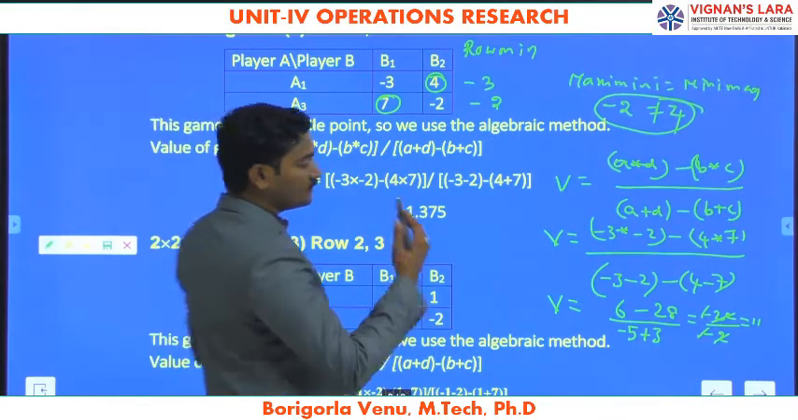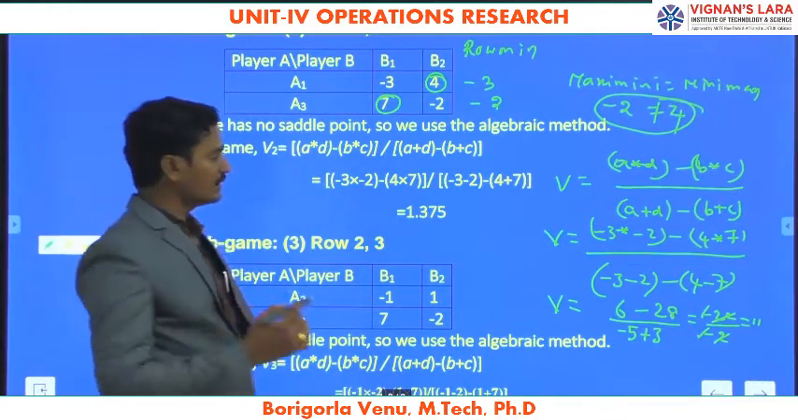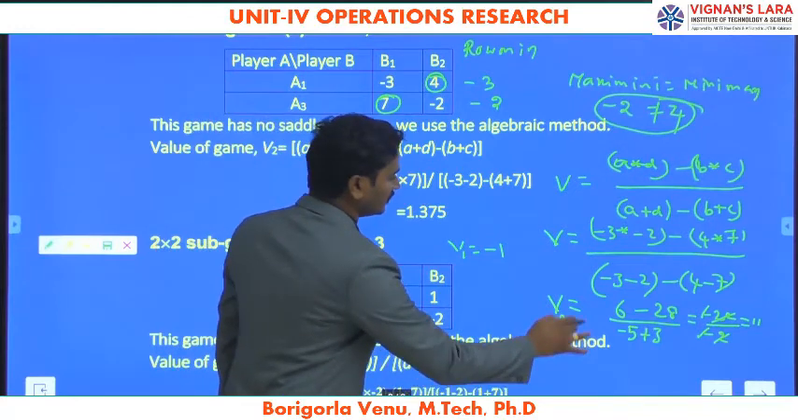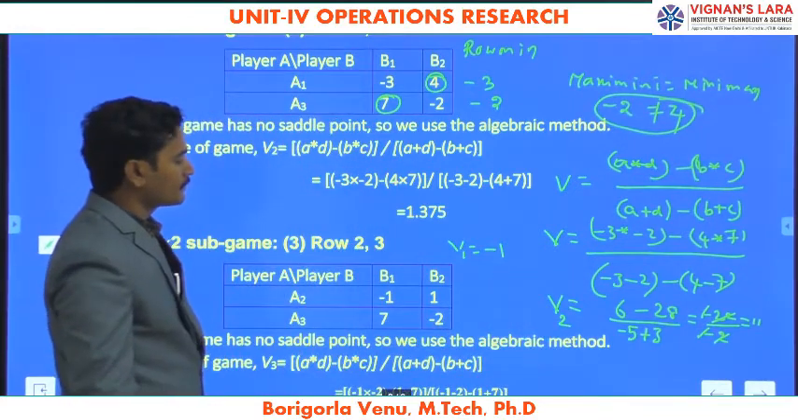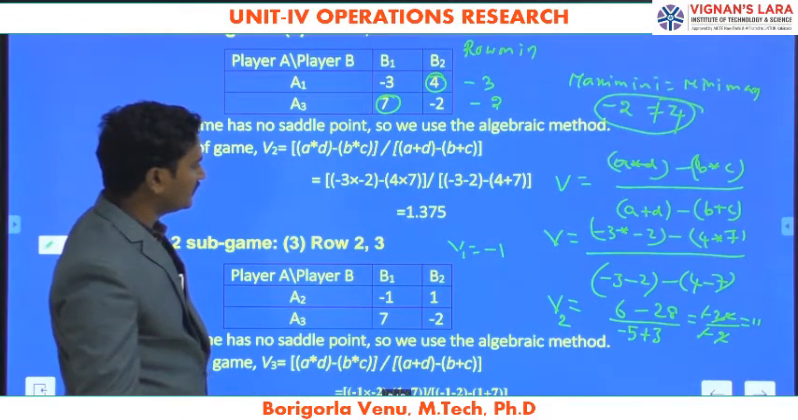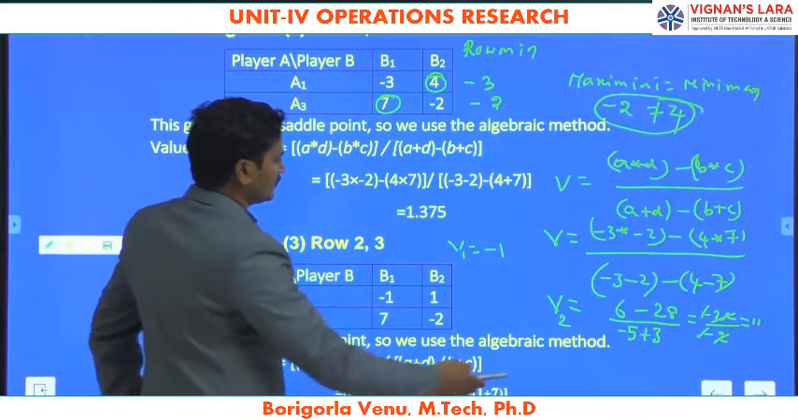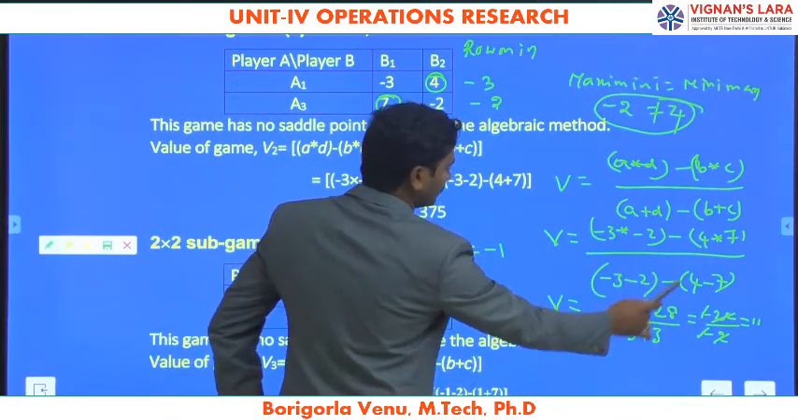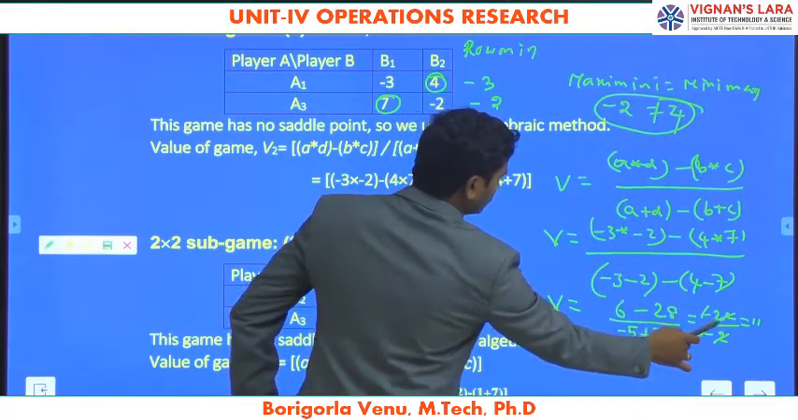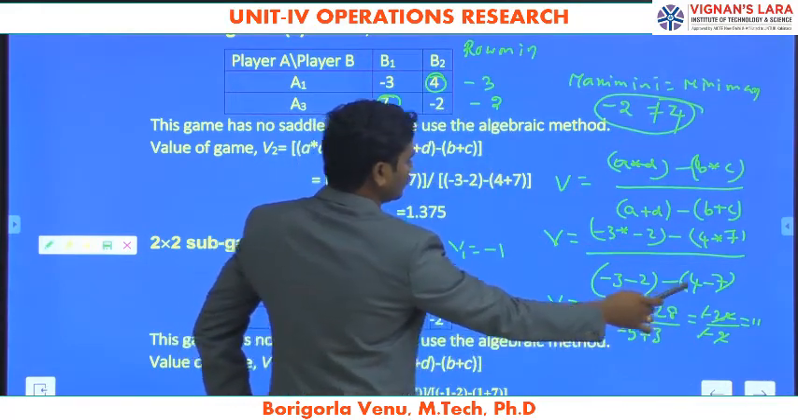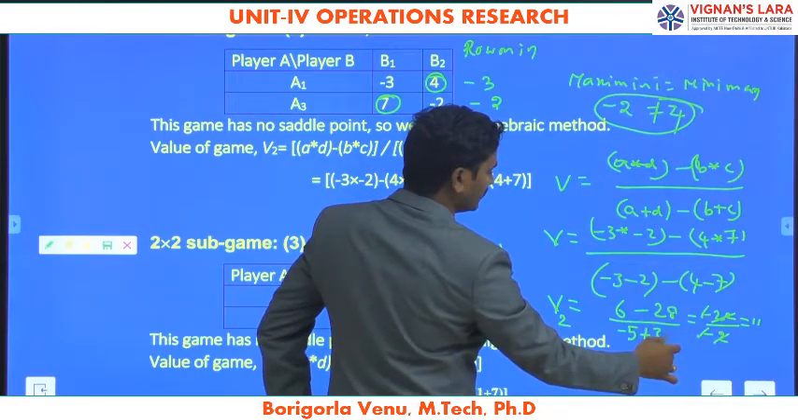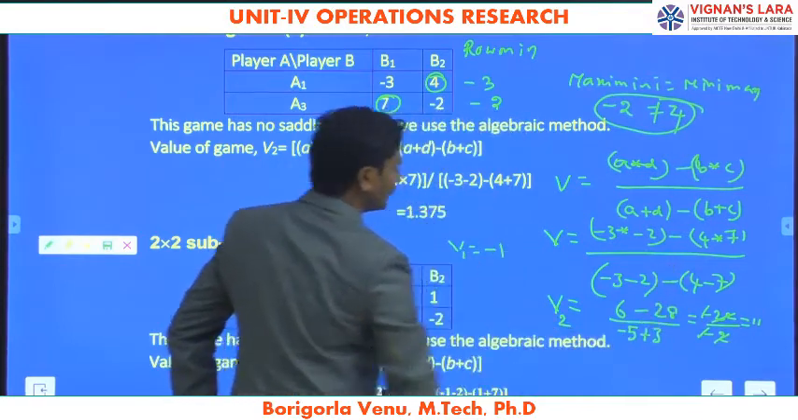Already for the first subgame we got the value of the game, v1 equals minus 1. Now this is v2, and v2 equals 11. I think there is some mistake here. 3 twos are 6, 4 sevens are 28. It is okay, it is fine. 6 minus 28 is minus 22. Minus 3 minus 2 is minus 5, and minus of 3 means plus 3. So here 11 is correct.